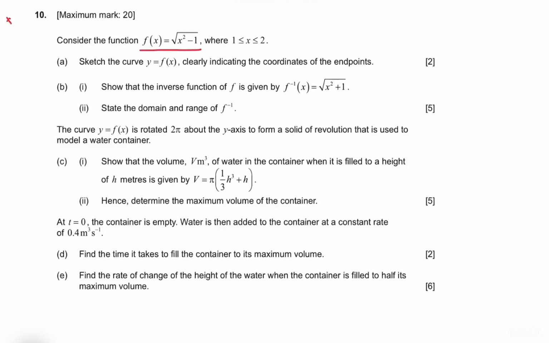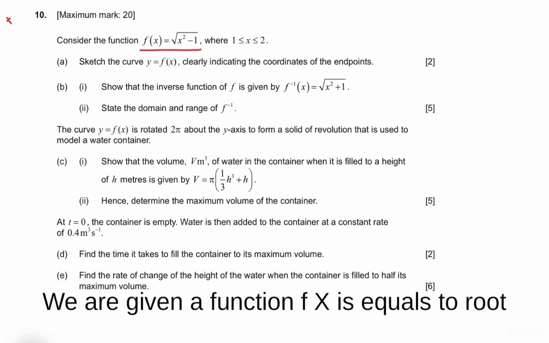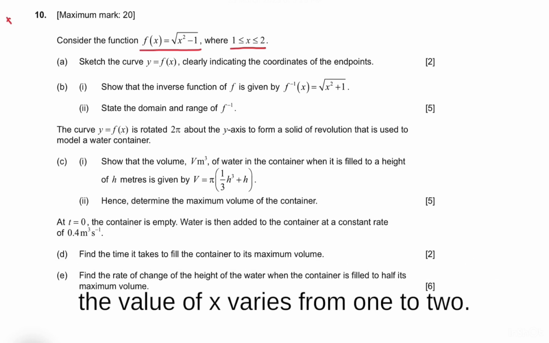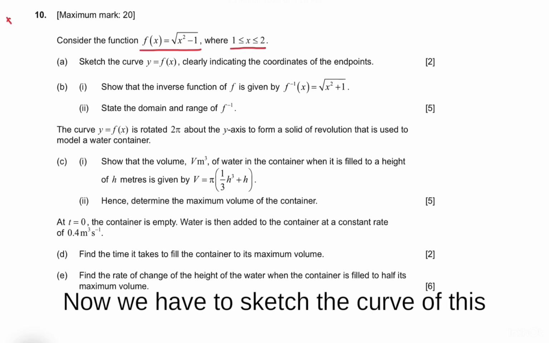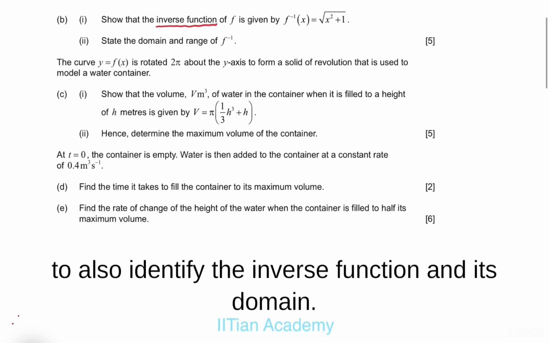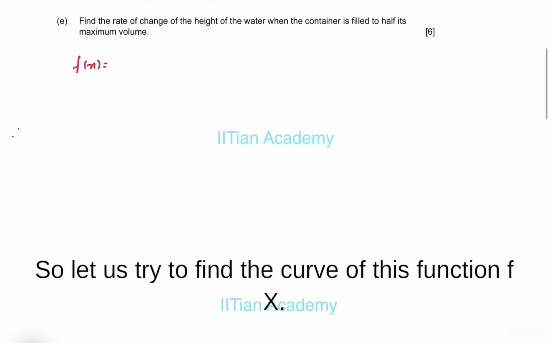Hello friends. So we have a question on functions chapter. We are given a function f(x) = root under x² − 1, and it is also given that the value of x varies from 1 to 2. Now we have to sketch the curve of this f(x), and at the same time we have to also identify the inverse function and its domain.